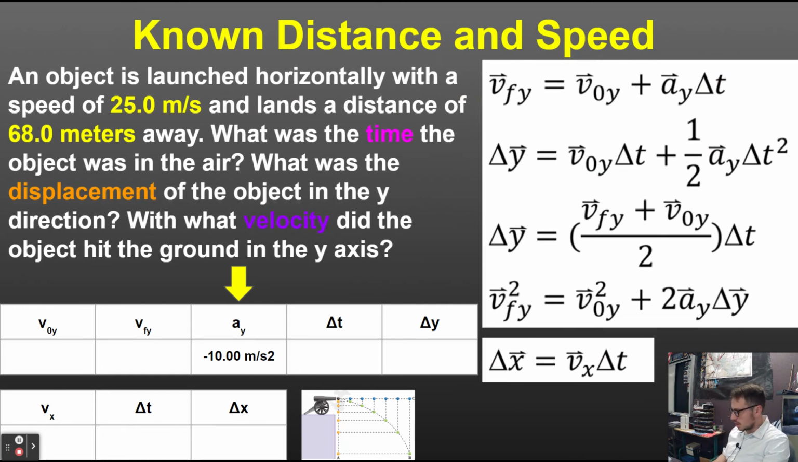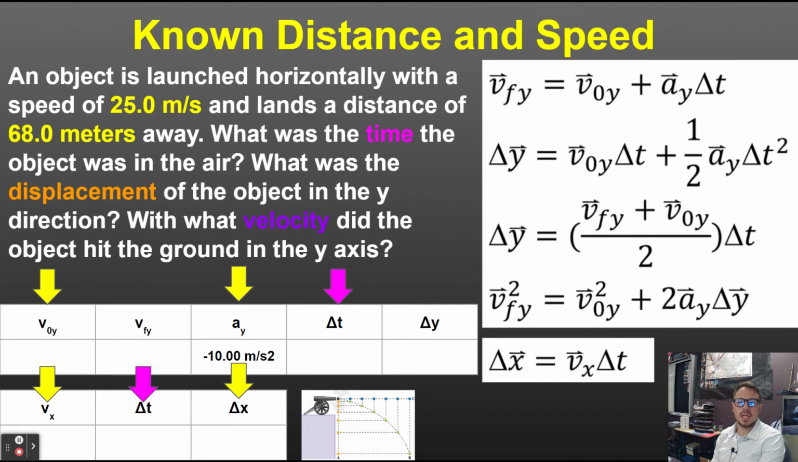So last one that we're going to go over today. An object is launched horizontally with a speed of 25 meters per second and lands a distance of 68 meters away. What was the time the object was in the air? What was the displacement of the object in the y direction? With what velocity did the object hit the ground in the y-axis? So first thing I'm going to do, you cannot go wrong with trying to find the time.